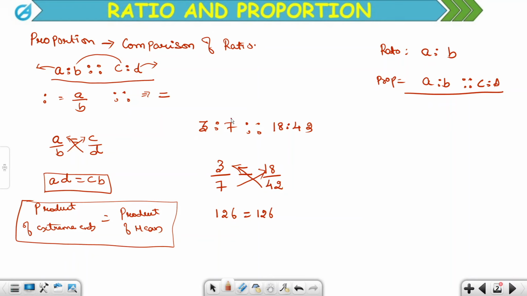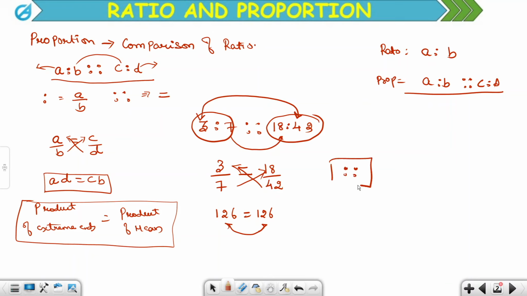So we can tell the ratios are in proportion when the values are the same. That only we have mentioned, product of extreme ends is equal to product of means. Instead of doing it like this, we can multiply this end value, that is 42 into 3, and here we can multiply this mean value, that is 18 and 7. So we can tell product of extreme ends is equal to product of means when the given ratios are in proportion.